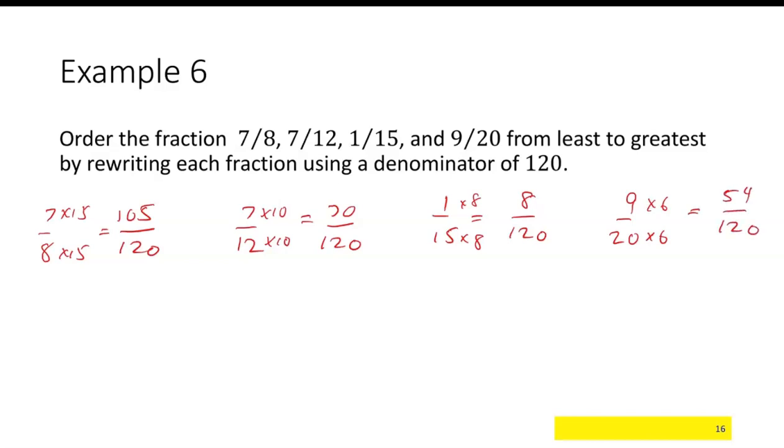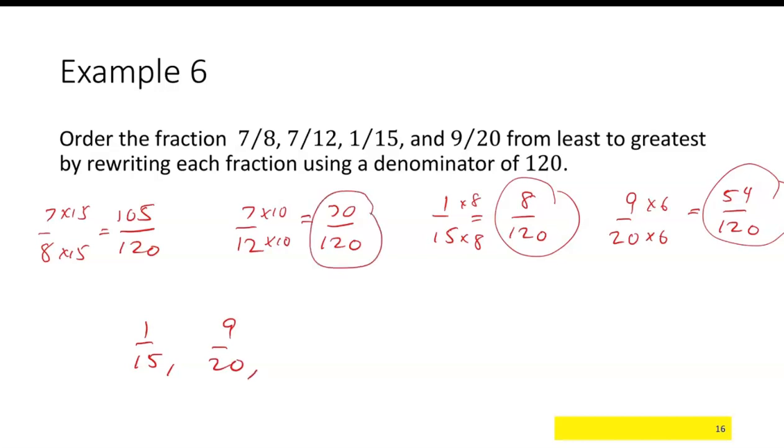So I want the smallest one, which is the 8/120, so 1/15 is the smallest number. The next one would be the last one I did, so 9/20 is the next smallest. And then 70/120 is next. So I guess that was the 7/12. And the 7/8 is the largest. So from least to greatest, we'd have 1/15, 9/20, 7/12, and 7/8.